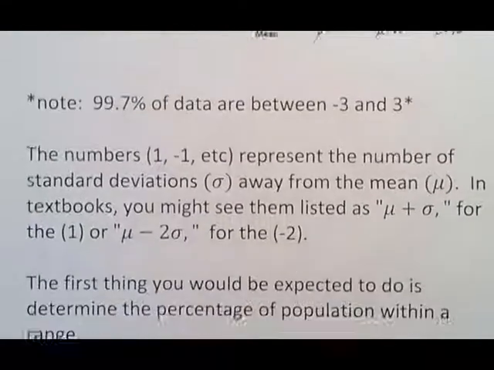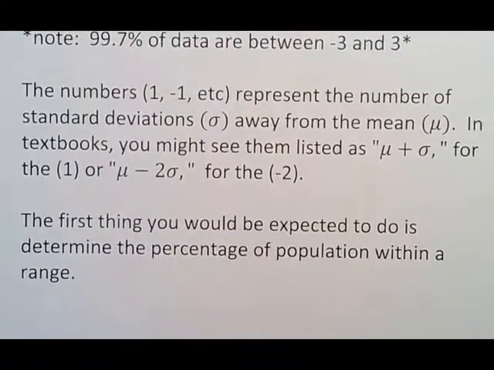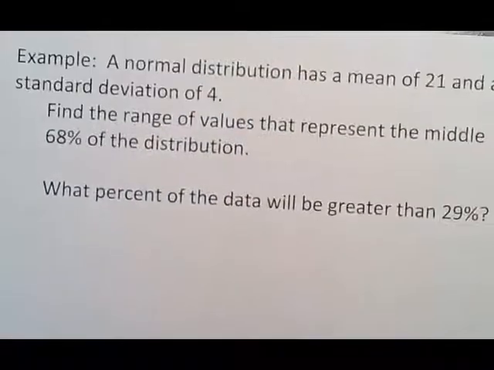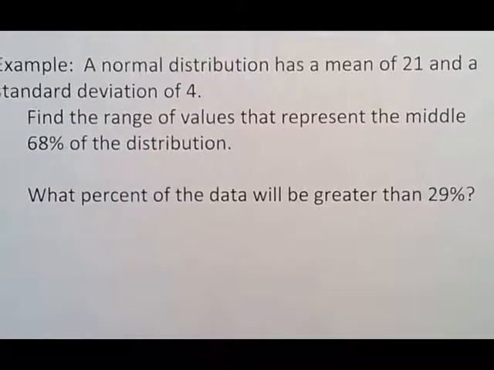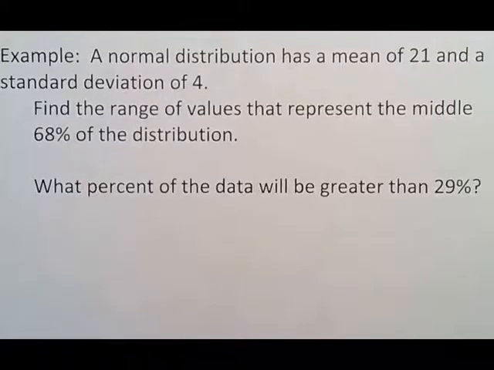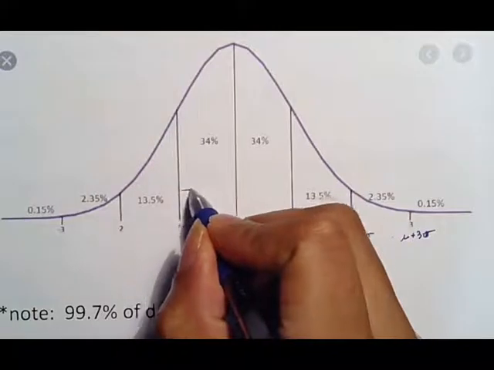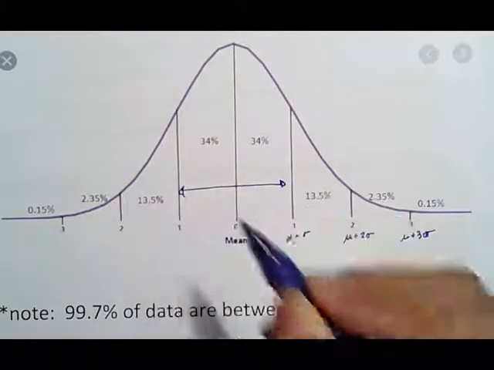But again, the first thing you would have to do is determine the percentage of the population within the range, and so that's where you want to make sure you know what's going on. And so one of the things it's going to ask you to do, and again, no need to write anything yet, just following, it's going to give you something like the normal distribution has a mean of 21 and a standard deviation of 4. They want the range of values to represent the middle 68% of the population. So again, looking at the middle 68%, that would be from here to here as I destroy the whole picture here for you.